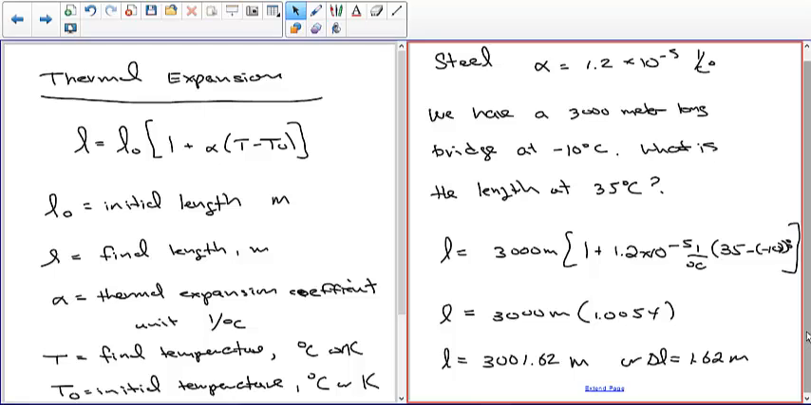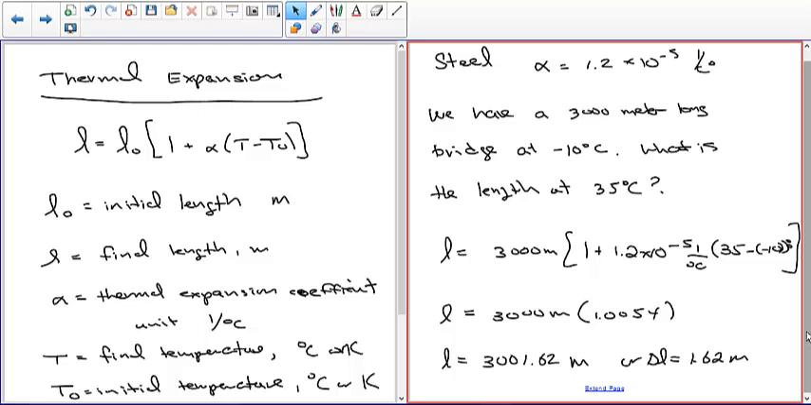Even though alpha is pretty small, we wouldn't normally be able to see that if we had just a little 3-inch long something or other, a nail or something that was made out of steel, and we tried to measure the difference in length between these two temperatures. We probably would have a hard time measuring it. But if you're dealing with a bridge that's that long, then the final result can be significant.